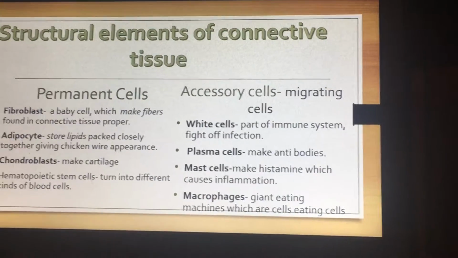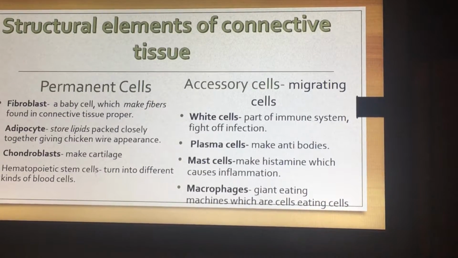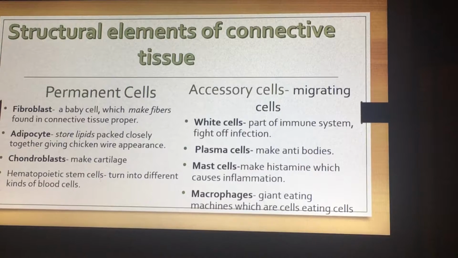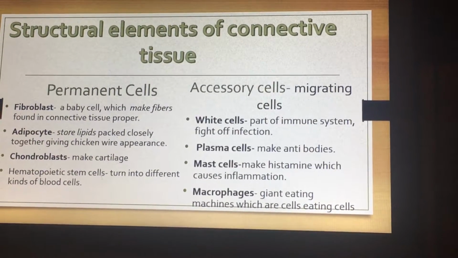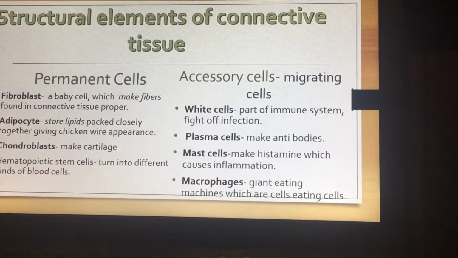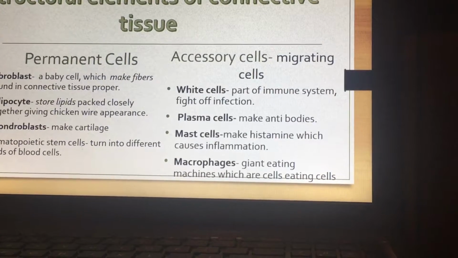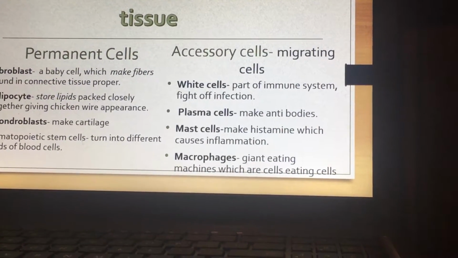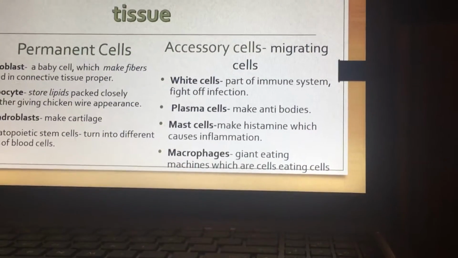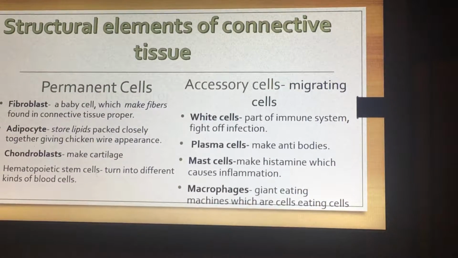Structural elements of connective tissue: they have permanent cells and accessory cells. Permanent cells consist of fibroblasts, which are baby cells. Adipocyte cells store lipids. Chondroblast cells make cartilage. Accessory cells consist of white cells, plasma cells, mast cells, and macrophages. White cells are part of your immune system. Plasma cells make antibodies. Mast cells make histamine, which causes inflammation. And macrophages are giant eating machines, cells eating other cells.